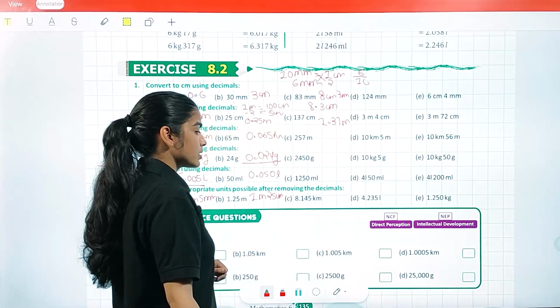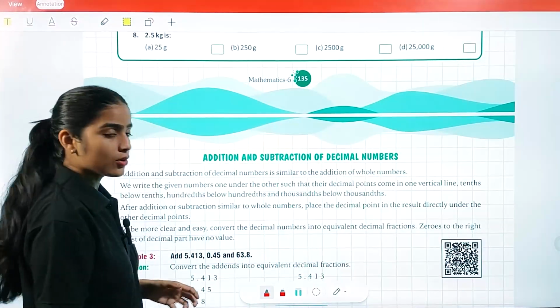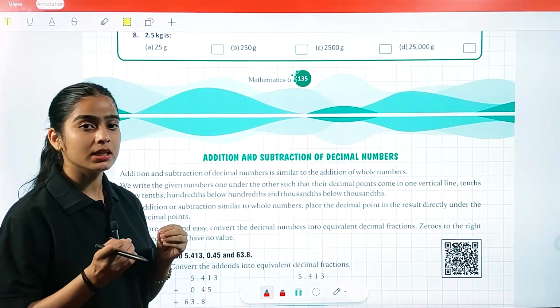In the same way you can do the rest of the 3 you have here. Now you have multiple choice questions and now we are going to move forward applying operations in decimals.